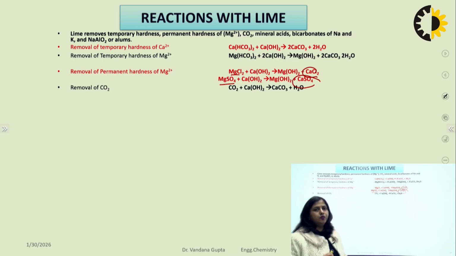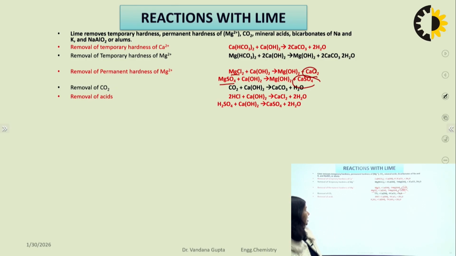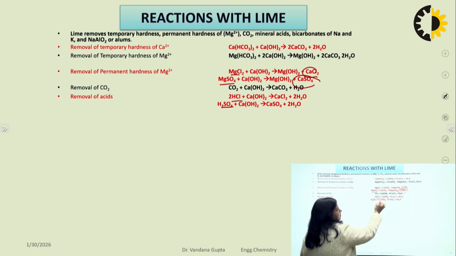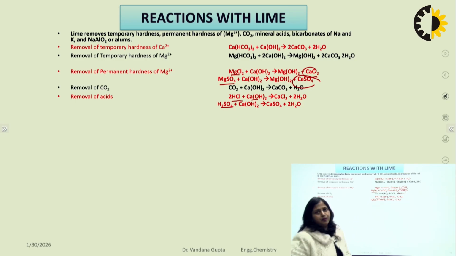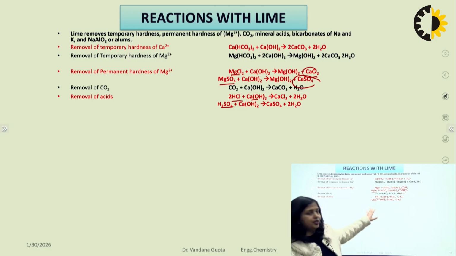Lime can remove carbon dioxide from the water. Carbon dioxide similarly reacts with lime and forms insoluble calcium carbonate. Lime also removes acids from the water because all the acids react with lime and form calcium chloride and calcium sulfate. By this reaction, calcium hardness will also be introduced in water. This hardness will be removed by soda later on.